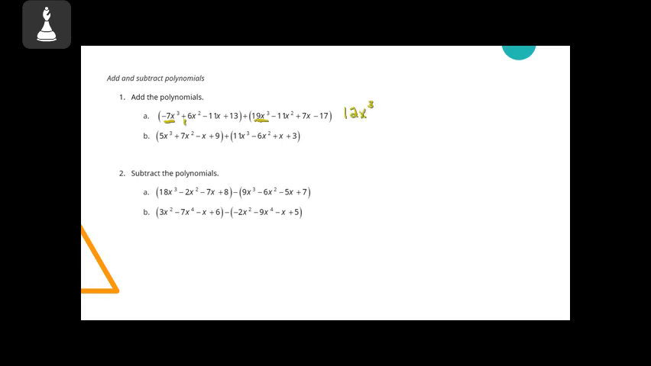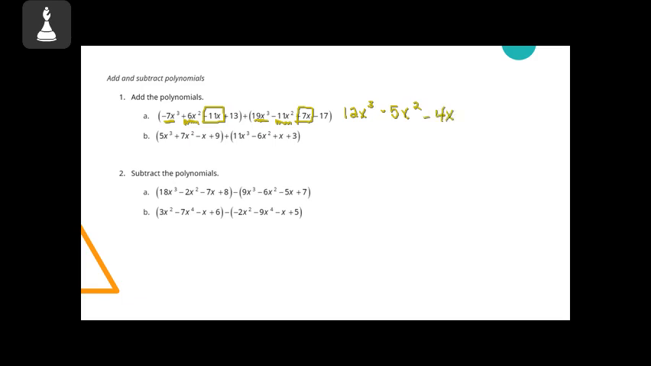So next I have a 6x squared, and I'm going to look and see if there's any like terms with that, and that's the negative 11x squared. So 6x squared plus negative 11x squared is negative 5x squared. Next one, I have negative 11x, and its like term over here is plus 7x. So negative 11x plus 7x is going to leave me with negative 4x.